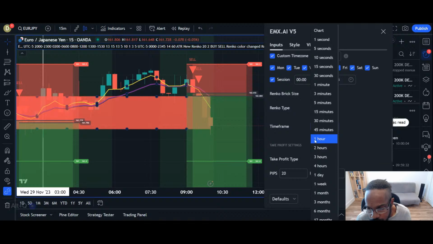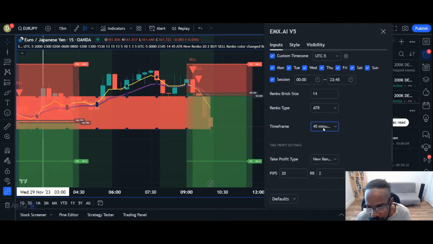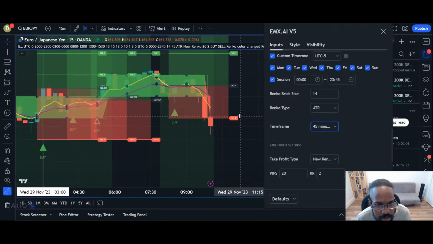On the 15 minute, your Renko is a 1 hour Renko, right? But you have the option to switch it to a lower time Renko. So you could go from 1 hour to 45 to 30 and up to 15 minutes. You're able to change your Renko to that time frame. I'll give you an example. If I do 45, you're going to see it change. There you go. The only thing is you're not going to see that trade.